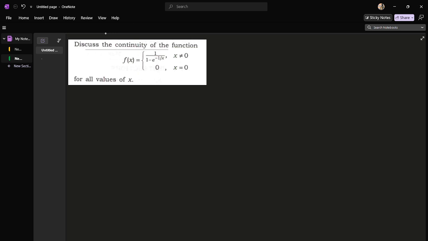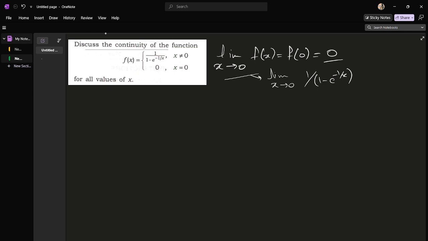Firstly, we have to check whether this happens or not: limit x tends to 0 of f(x) equals f(0), which is given as 0 in this question. So this requires evaluating limit x tends to 0 of 1 by 1 minus e to the power minus 1 by x.